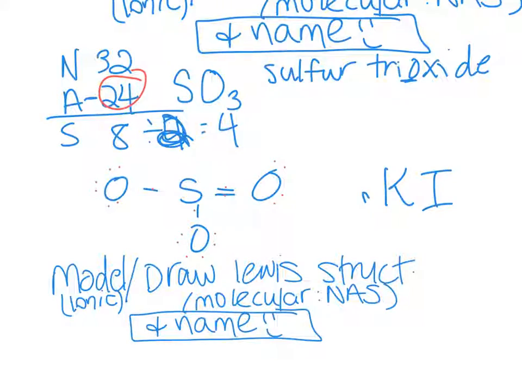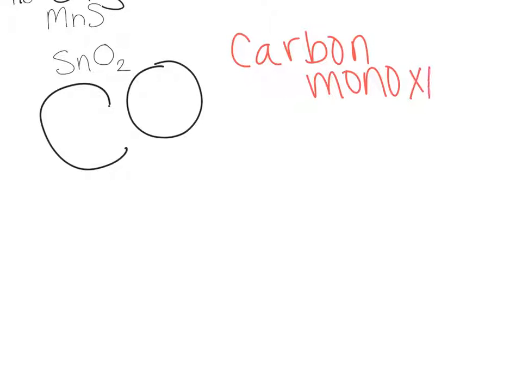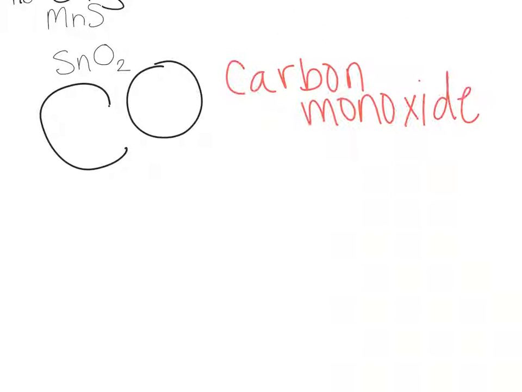I'm just going to go over it real quick. So for carbon, first of all, sorry, this was covalent, so we do use our prefixes. So what did we call this? Carbon monoxide. We called it carbon monoxide. Good. Okay. So just put that in.